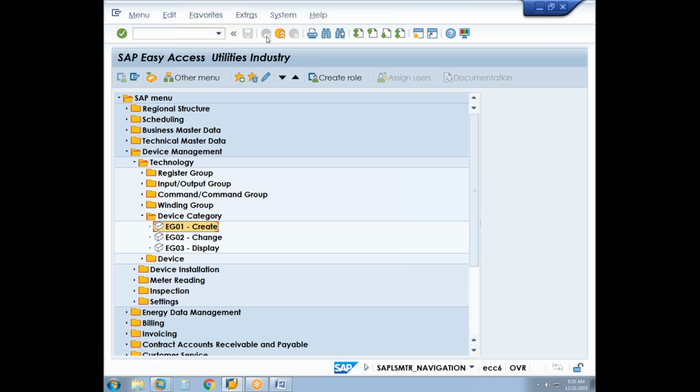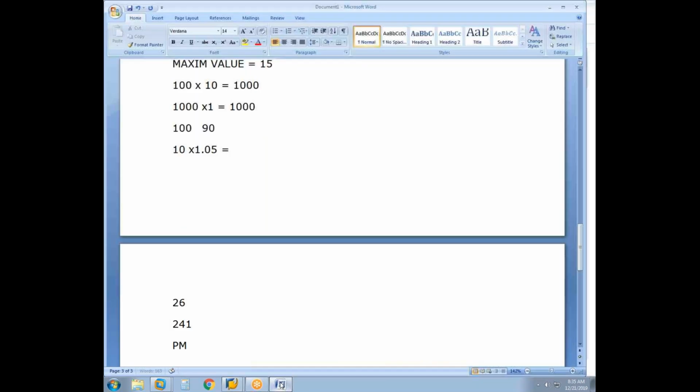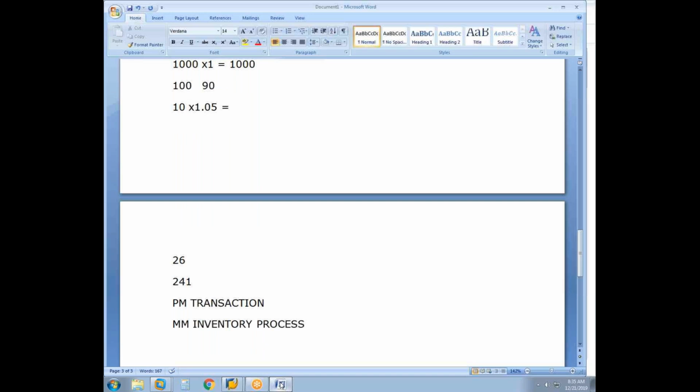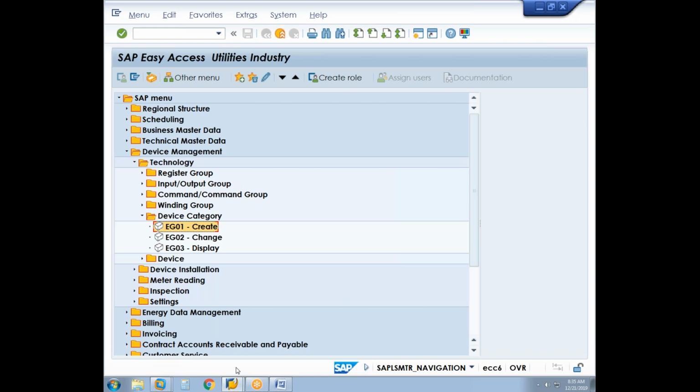There are two ways in which you can create the device. One is through the PM transaction, and another is through the inventory process. Now, how to create a device serial number through the PM? We will see. You can create one serial number at a time, or you can create n number.